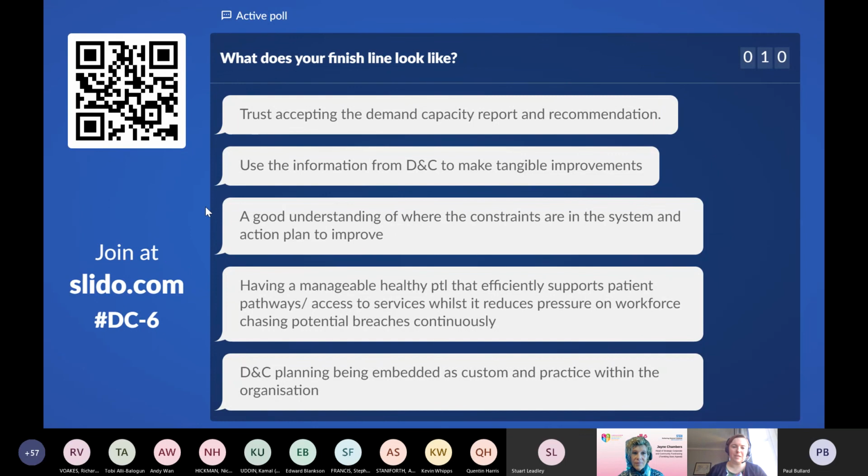Use the information from D&C to make tangible improvements. Absolutely. Good understanding of where the constraints are. But remember, when you unblock one constraint, you will automatically find another one. So it's about continually unblocking those constraints. And as your service improves, the constraint that you unblocked at the beginning may become another one further on down the line. So yeah, and it's an exciting time. Be fascinated. That's what I keep saying, fascinated about what you find out.